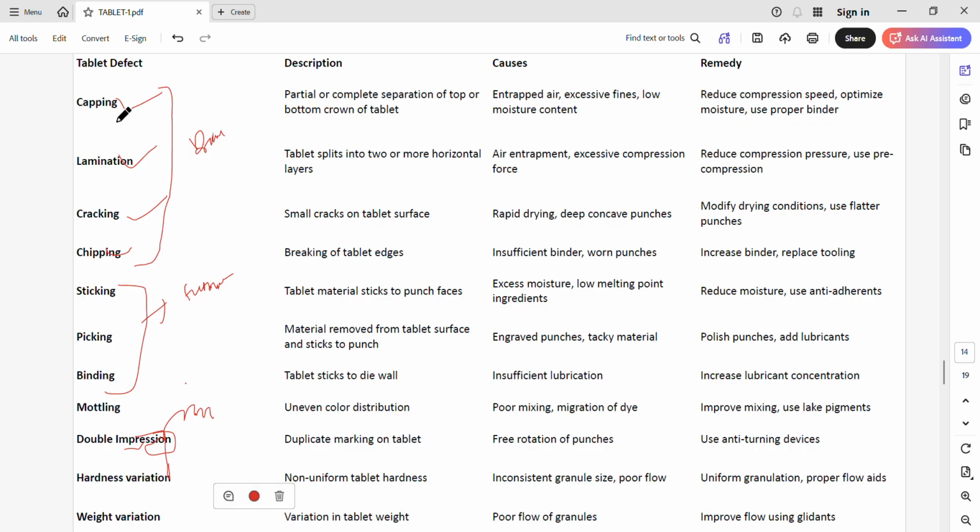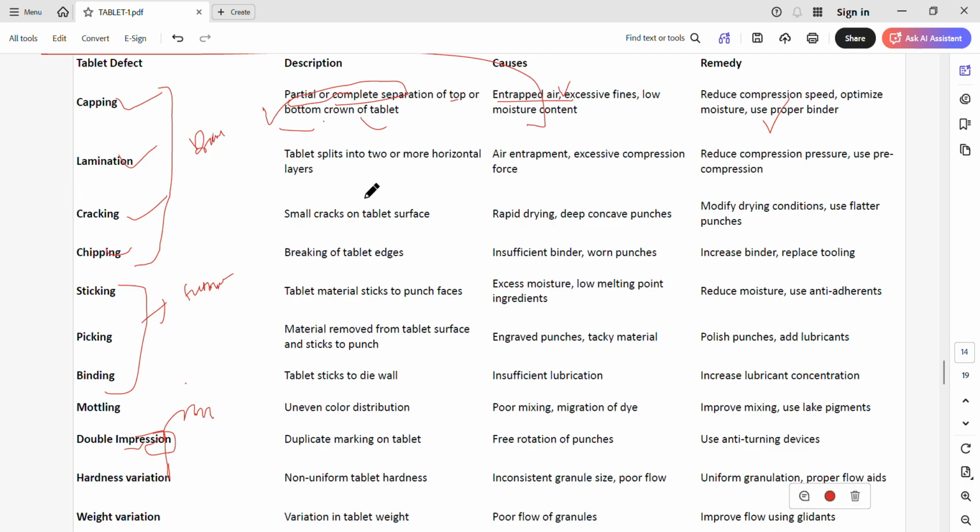In capping, what happens is that the top or bottom of the tablet separates completely or partially. Why do these defects come? Because of entrapment of air and low moisture content of the granules. What is the remedy to minimize the capping defect? Use a proper binder.